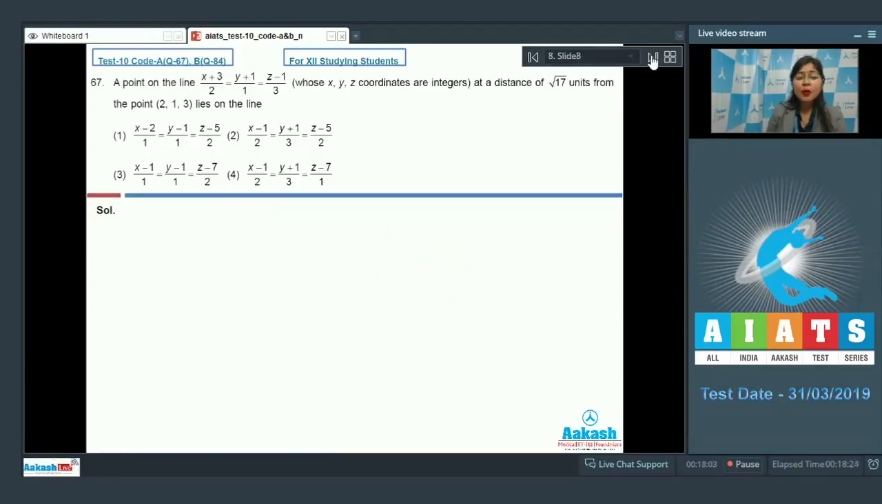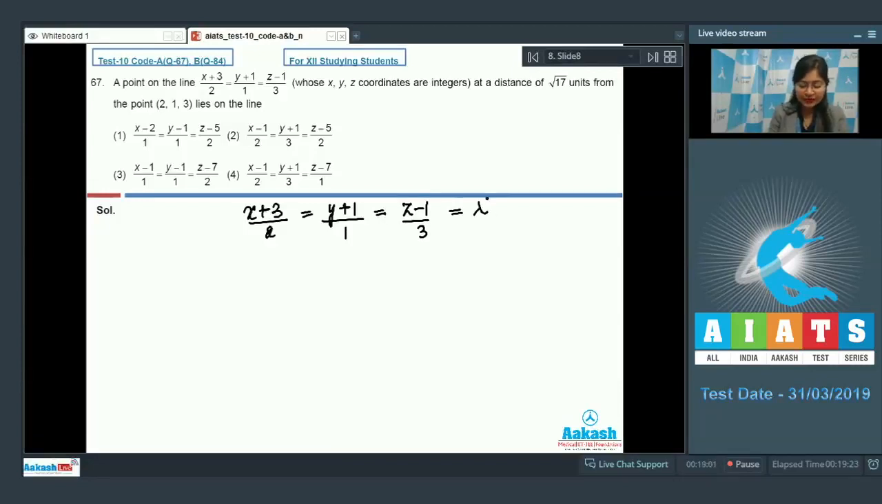Next is question number 67, which says that a point on the line (x plus 3) upon 2 is equal to (y plus 1) upon 1 is equal to (z minus 1) upon 3, whose x, y, z coordinates are integers, at a distance of root 17 units from the point (2, 1, 3), lies on the line. Now here the equation of the line that is given is (x plus 3) upon 2 is equal to (y plus 1) upon 1 is equal to (z minus 1) upon 3.